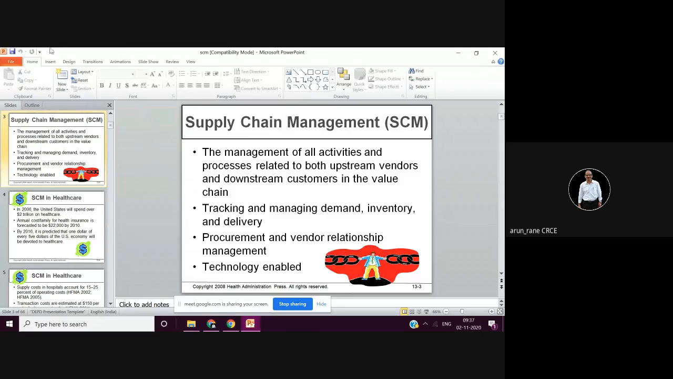Supply chain management is nothing but management of all the activities and processes related to both upstream vendors and downstream customers in the value chain. Say you are manufacturing locks or cupboards. Customers are where you supply the cupboards, in the market or in the shops where you finally sell the locks or cupboards.